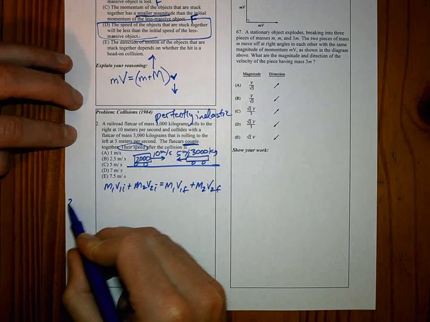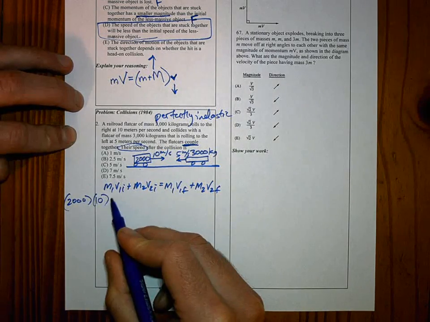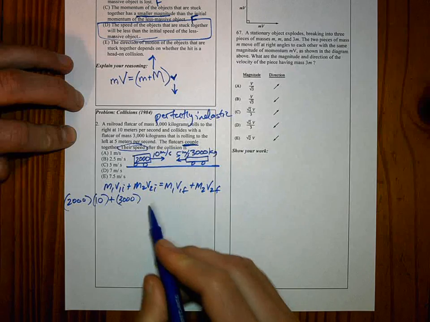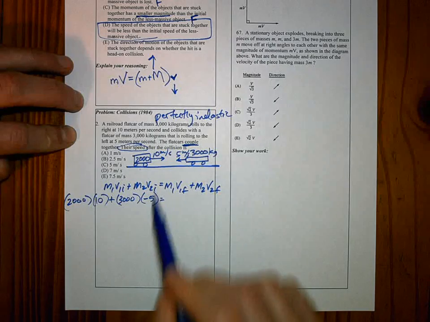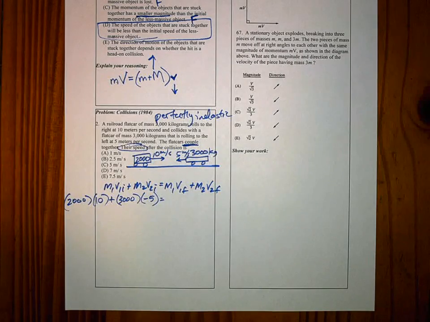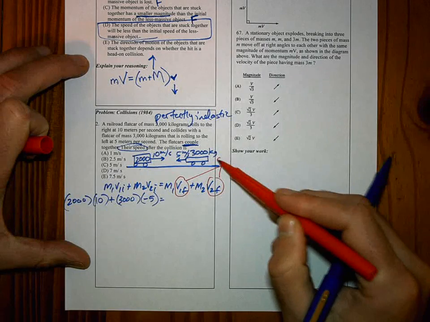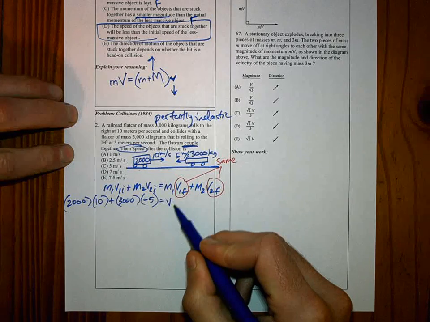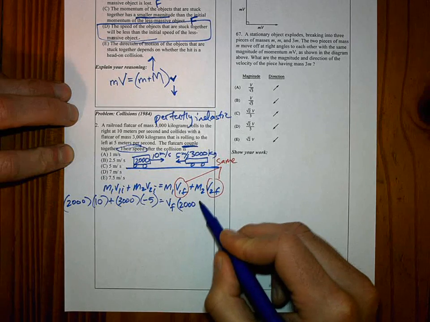The first mass is 2,000 and it's moving with a speed of 10 meters per second. The second mass is 3,000 and it's moving with a speed of 5 meters per second. But it's moving to the left, so I have to call that negative. Remember, momentum is a vector. Now at the end, since they couple together, both of their speeds are the same. So what I'm going to do is factor out that speed, Vf, and add the two masses up. 2,000 plus 3,000 kilograms.